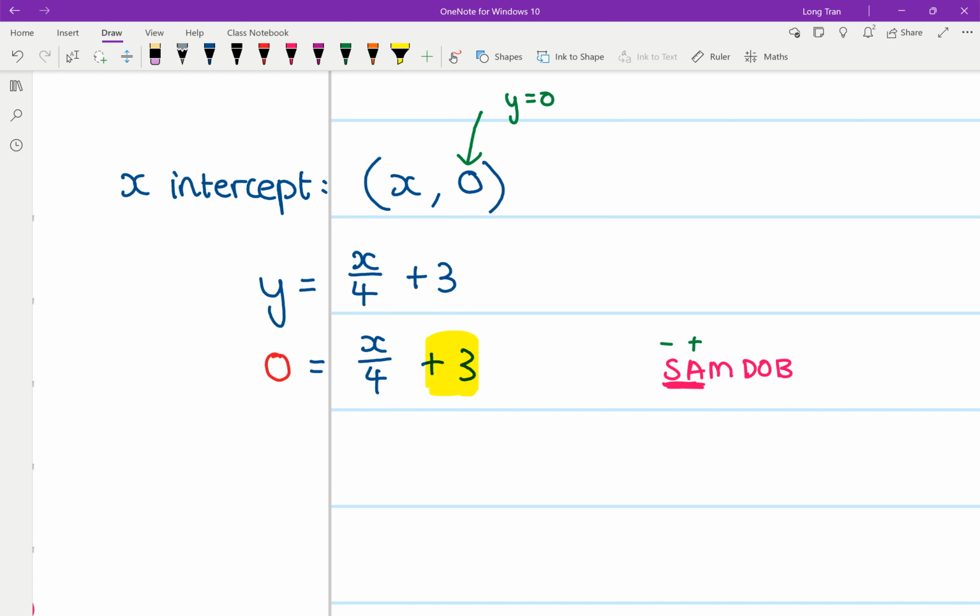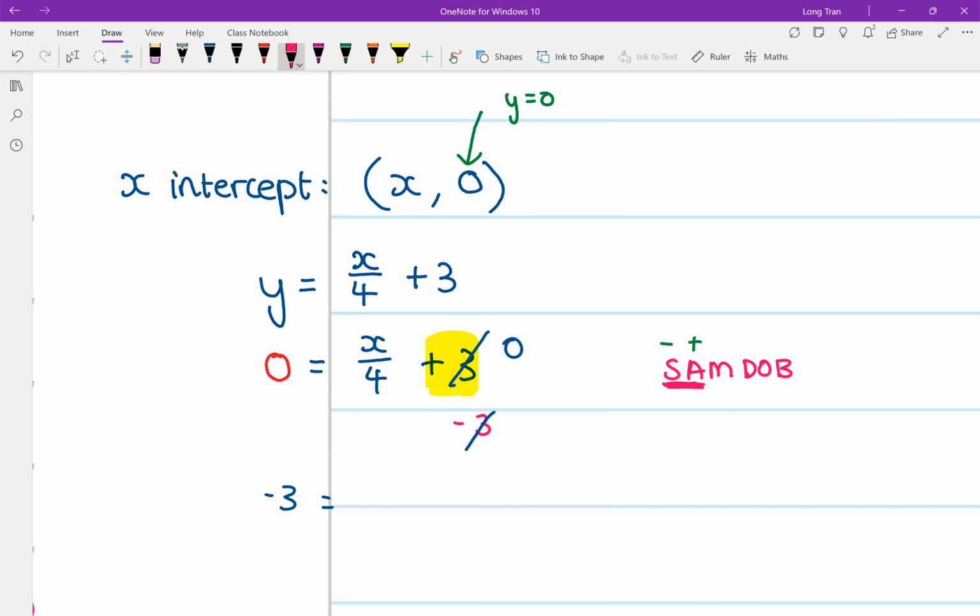So right now, if you've got a plus 3, what we're going to do is the opposite of plus 3, which is minus 3. So I'm going to minus 3 on both sides to keep the equation balanced. And here we know that positive 3 minus 3 is like saying 3 take away 3, which is 0. So this cancels out to be 0. And what I have left on the left-hand side, 0 minus 3, is negative 3.